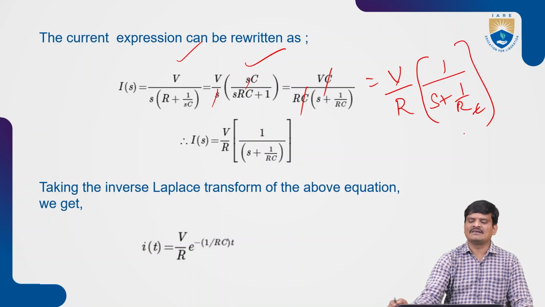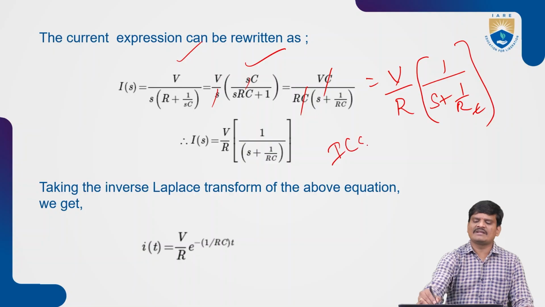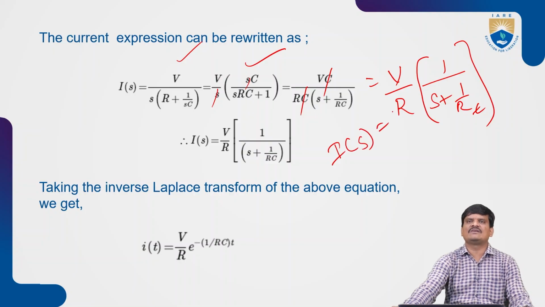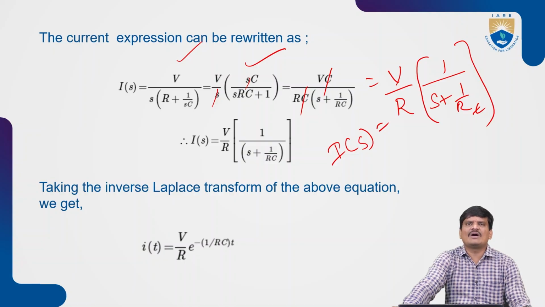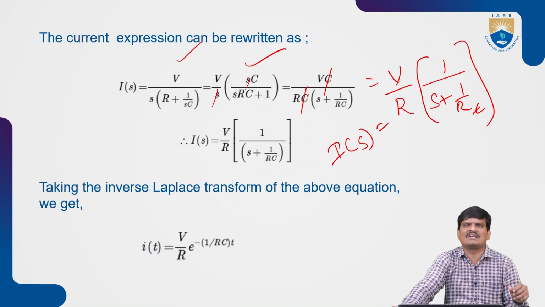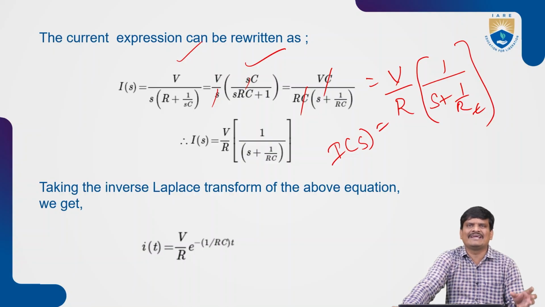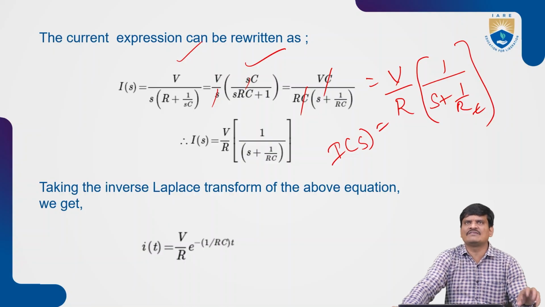So what is the reason why I have rearranged the parameters for the expression of current in the S domain? If I want to calculate the DC response of current in the time domain, if I want to convert from S domain to T domain, I need to apply an inverse Laplace transform. So I need to get the expression into a standard form where I can use certain predefined formulas of inverse Laplace transform and I will get the solution for it.